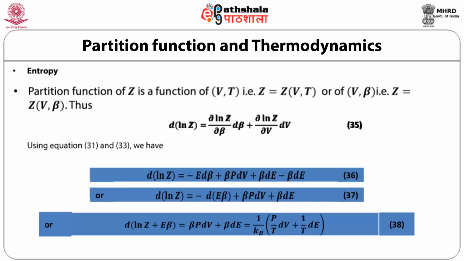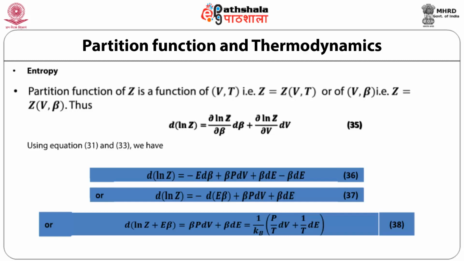Entropy. The partition function Z is a function of V and T, that is, Z is equal to Z of V and T, or of V and beta. Thus, the differential of log Z is equal to the partial derivative of log Z with respect to beta multiplied by d beta, plus the partial derivative of log Z with respect to V multiplied by dV. Please remember that Z here corresponds to the partition function.